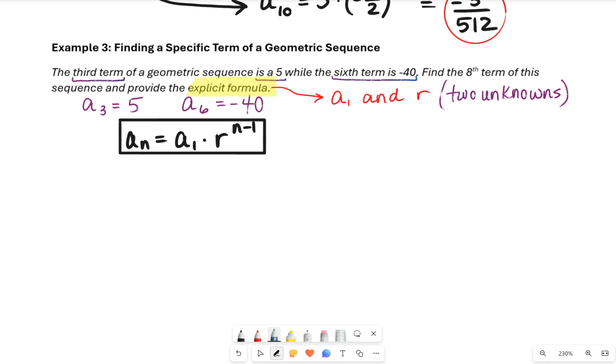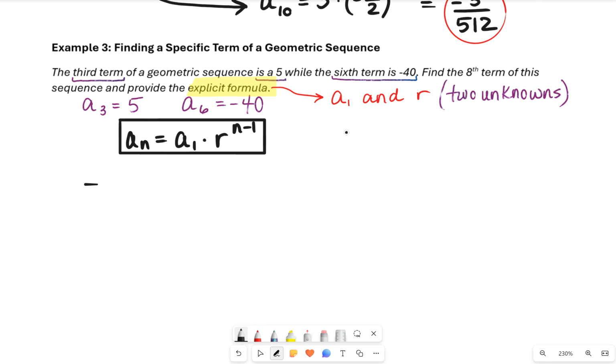Okay. Now A sub n means give me a term. A sub n is a number in your sequence. So I have a 5 and a negative 40. I'm going to start with the bigger absolute value number. The absolute value of 5 is just 5. The absolute value of negative 40 is just 40. So I'm going to start with A6, the one that's further down, and rewrite this in nth term format.